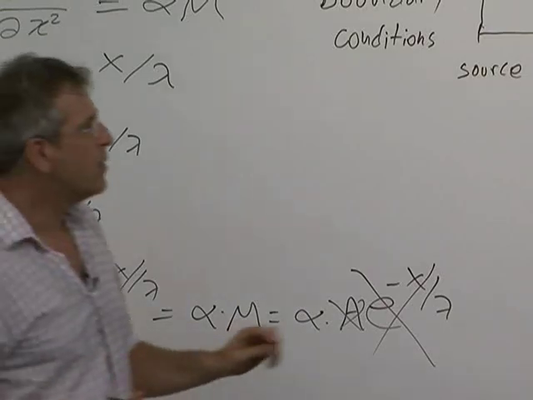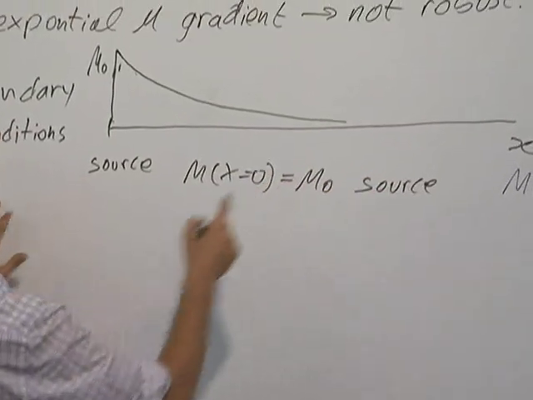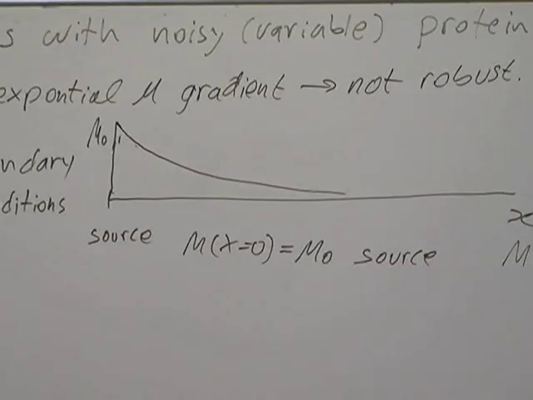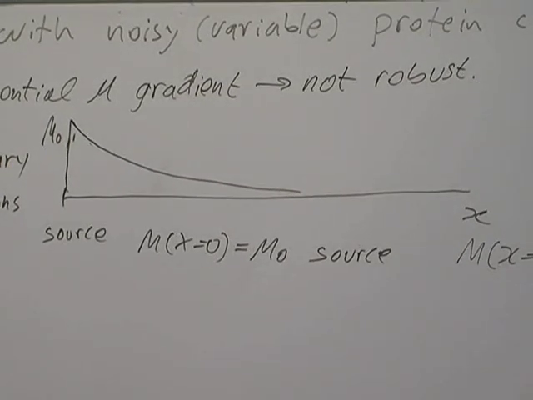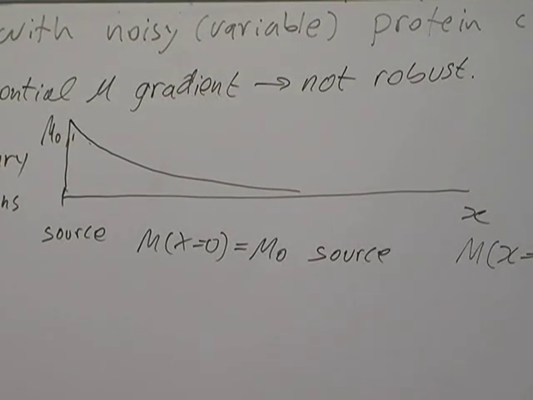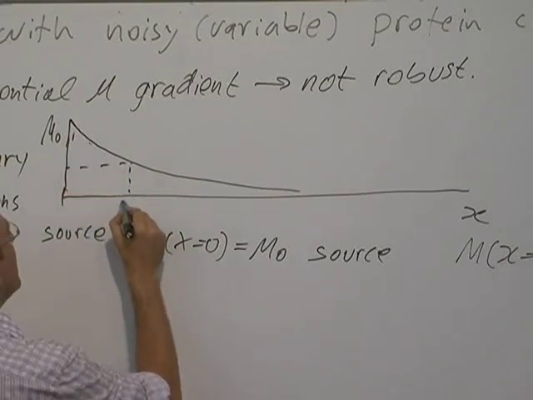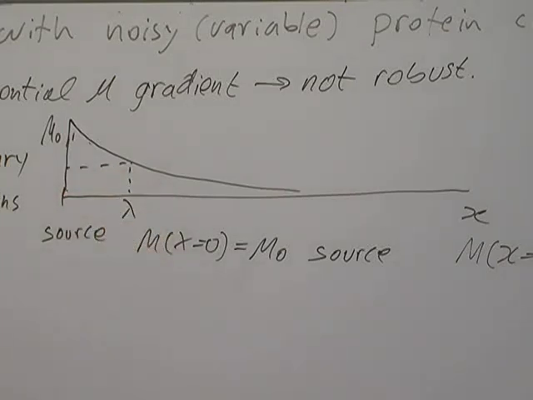Thanks for asking. So this typical scale, lambda, is the scale at which the morphogen gradient goes down to 1 over e, about 1/3 of itself. So this typical scale here is lambda. That's the typical size of the patterns.